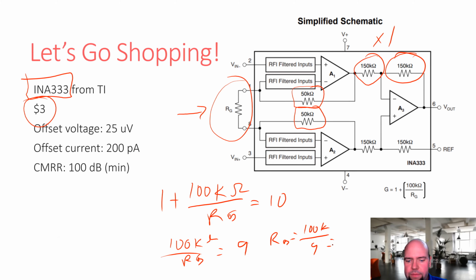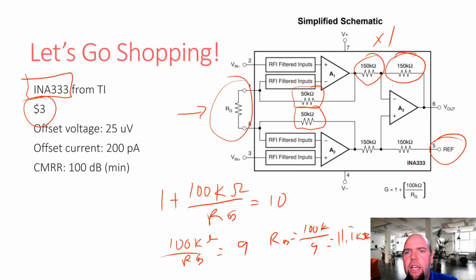What is that? Something weird. $11.1 kilo ohms. So all we need to do to convert this into a nearly perfect differential amplifier is to hook an 11.1 kilo ohm resistor between those terminals and hook up our inputs and our outputs.